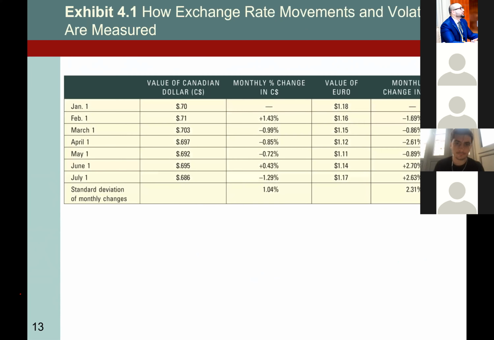This Exhibit 4.1 shows the volatility and the measurement and movement of the currency. You can see that this is the Canadian dollar against the dollar. Appreciated, depreciated. So where is this value coming from? New value minus old value divided by old value. That's it. This is the value of the euro against the dollar, and you can see decrease, decrease, decrease, and increase, increase.